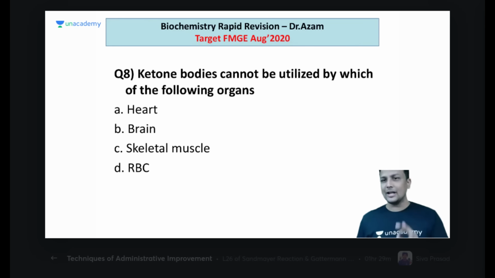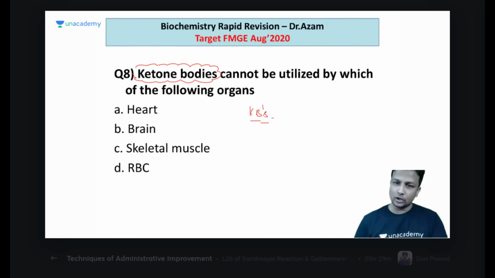Next question right now. Ketone bodies cannot be utilized by which of the following organs? So my concept here is about the ketone bodies. What are the 3-4 points to be remembered? What are the 3 ketone bodies? Number 1, acetoacetate. Write down the name and repeat the name.